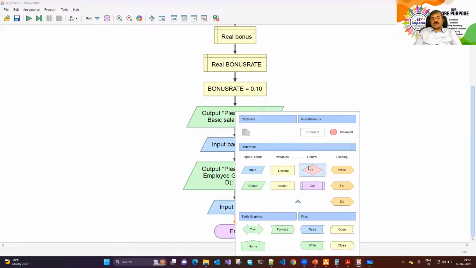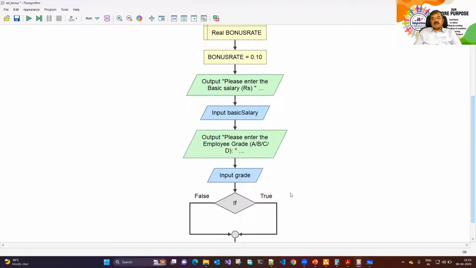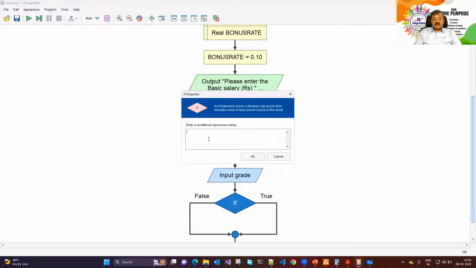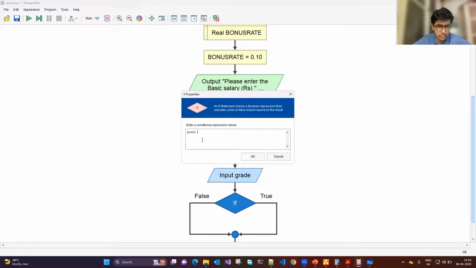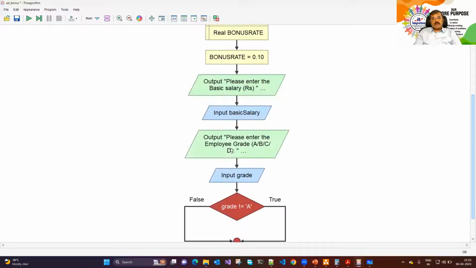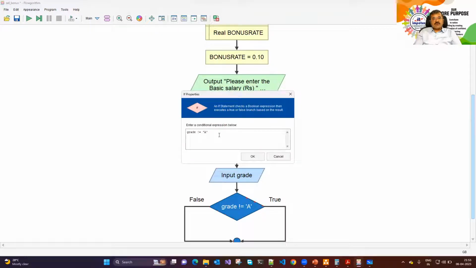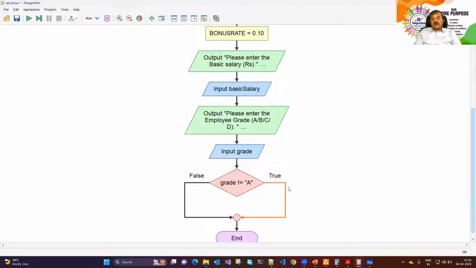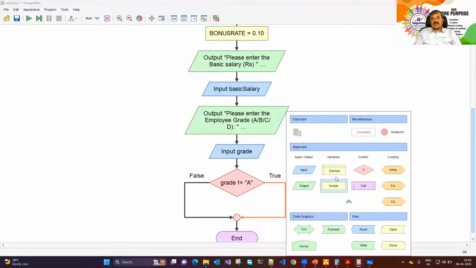Now we have to condition. I say a condition. What is my condition? My condition is if grade not equal to A. अगर grade A नहीं है तो, if grade is not equal to A. So if grade is not equal to A, then we are going to do some calculation. क्या करना है मुझे calculation? यहाँ मुझे कुछ calculation करना है, and that is for the bonus. So I have to do some calculations.